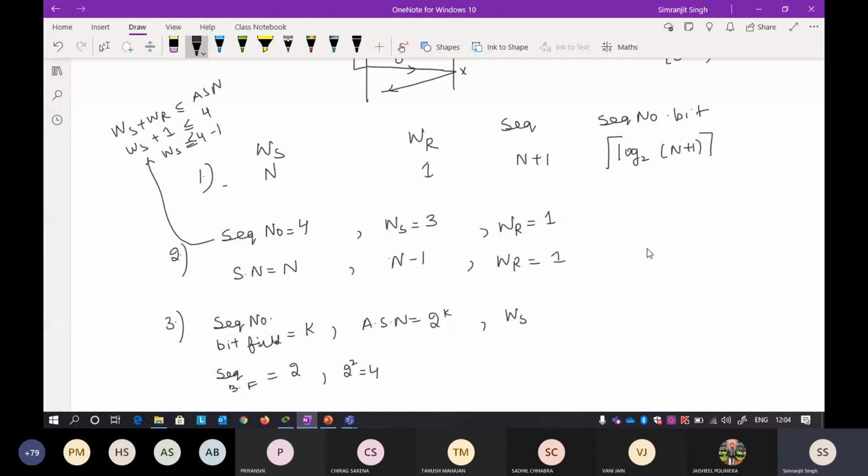Again go for the same formula: sender window plus receiver window should always be less than or equal to the available sequence number. So what is the sender window here? The available sequence number is 2 raised to power k, and the receiver window is 1. So the sender window size should be less than or equal to 2 raised to power k minus 1. Using this same formula you can conclude many things. Keep in mind there is something called a sequence number and a sequence number bit field.